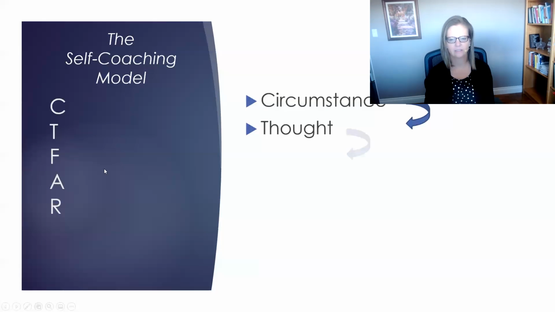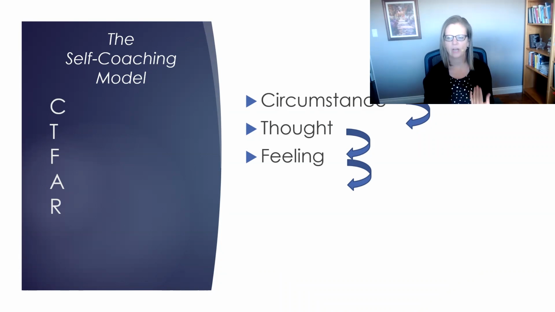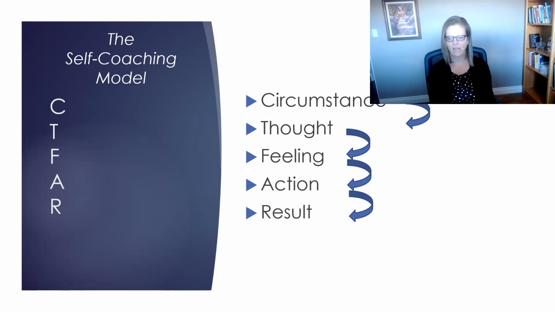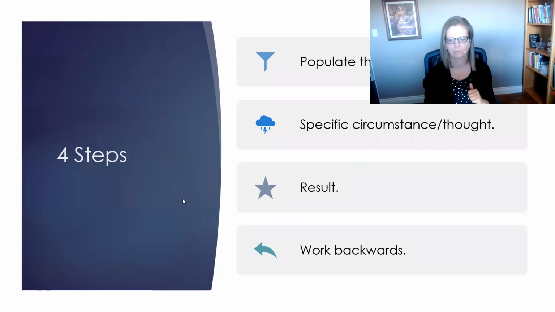Now that thought often inspires or evokes a feeling. F stands for feeling. And then that feeling in turn creates actions or behaviors for us. So when I feel a certain way, I take a certain action typically. And then the R stands for results. When I take certain actions, I'm creating certain results for myself. So that's it in a nutshell. The 5 letters stand for circumstance, thought, feeling, action, and result.